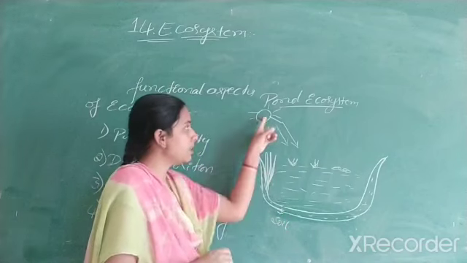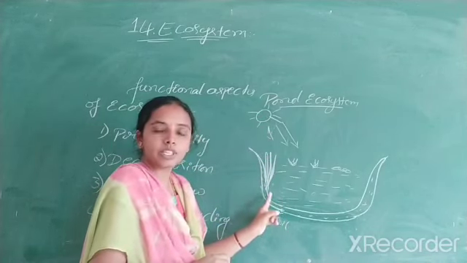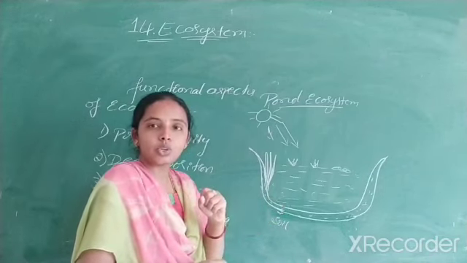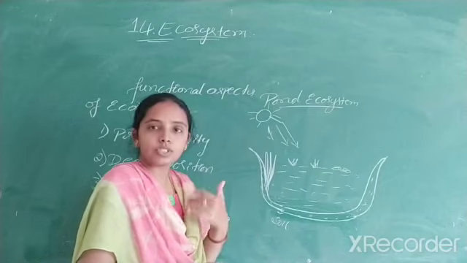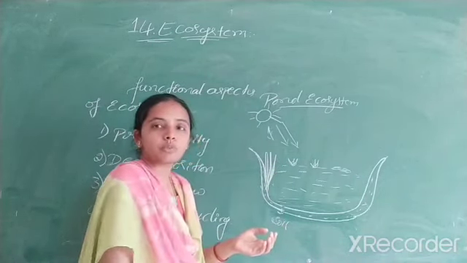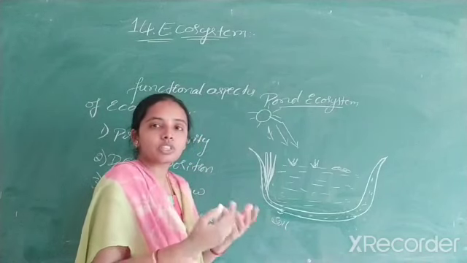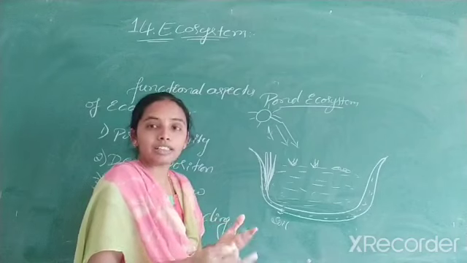These plants, by utilizing sunlight, water and the mineral nutrients present in the soil, prepare their own food material for themselves and even for other organisms. So, these are all considered as producers. Producers make food by photosynthesis, the energy of food production. So, that is the productivity.